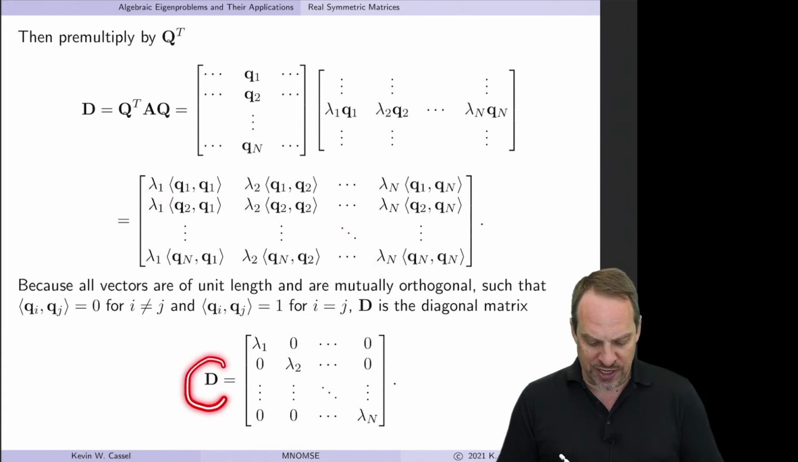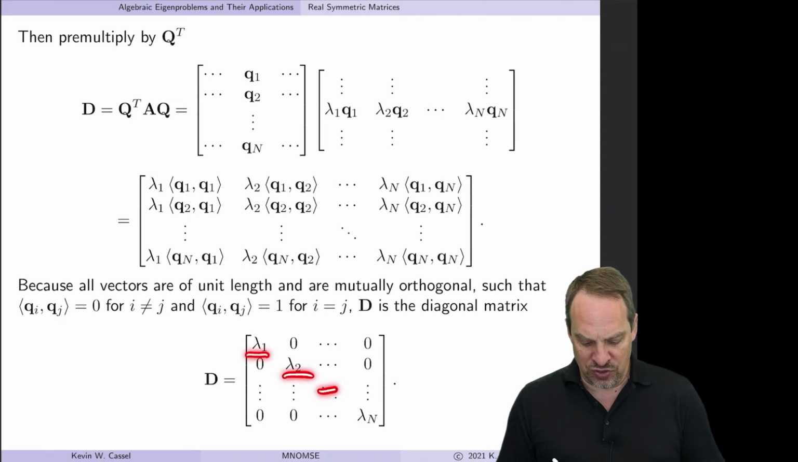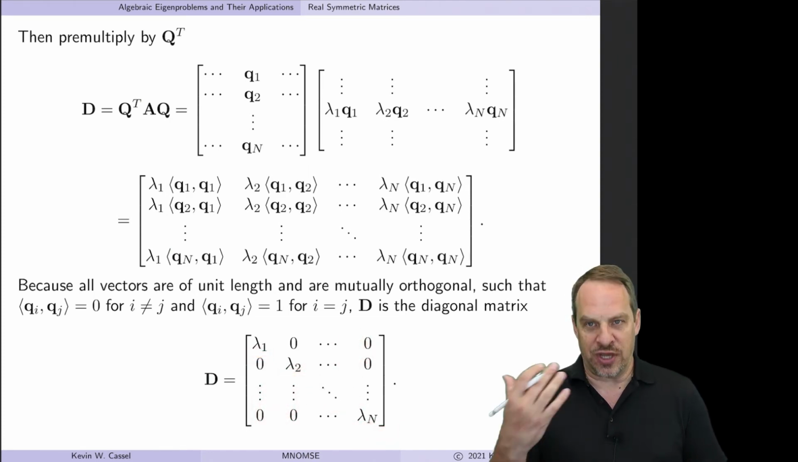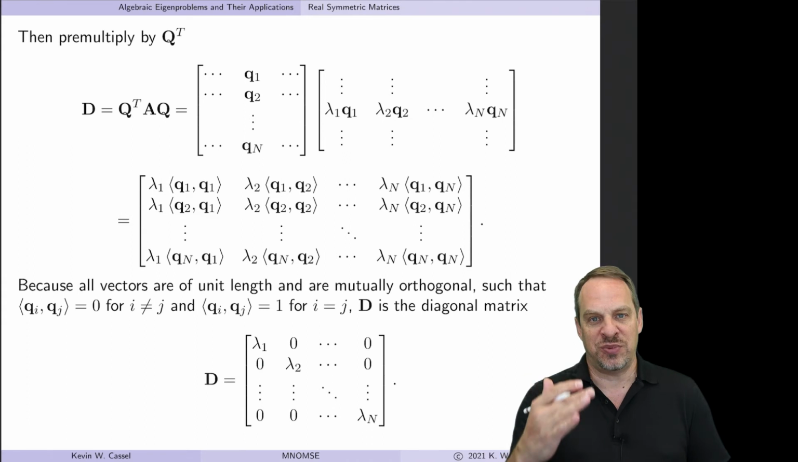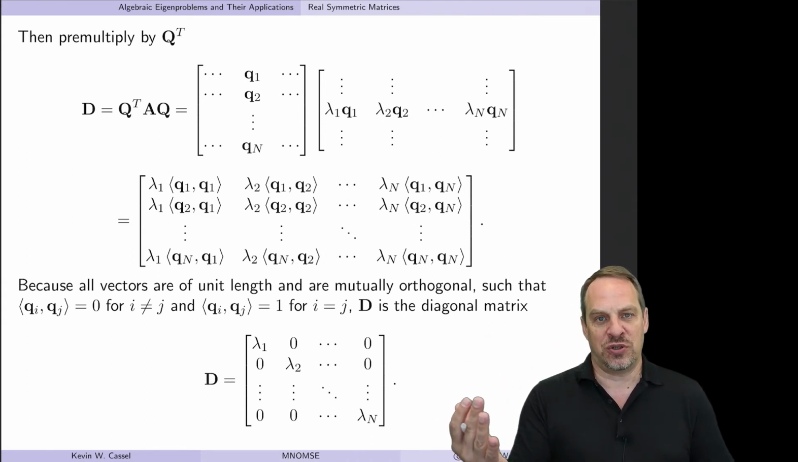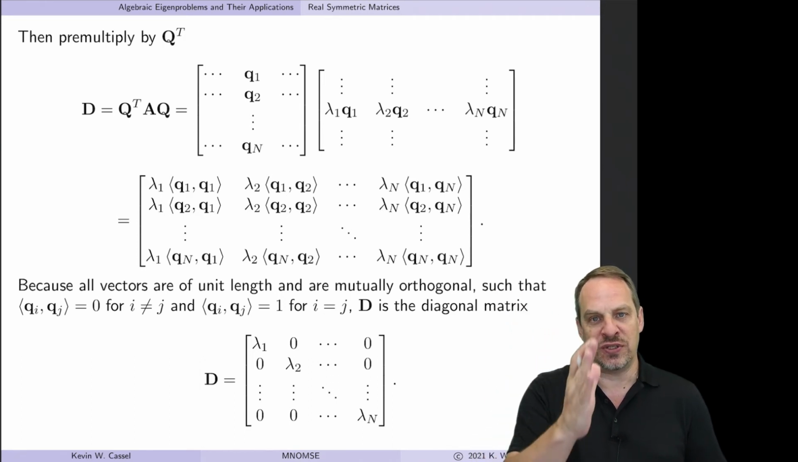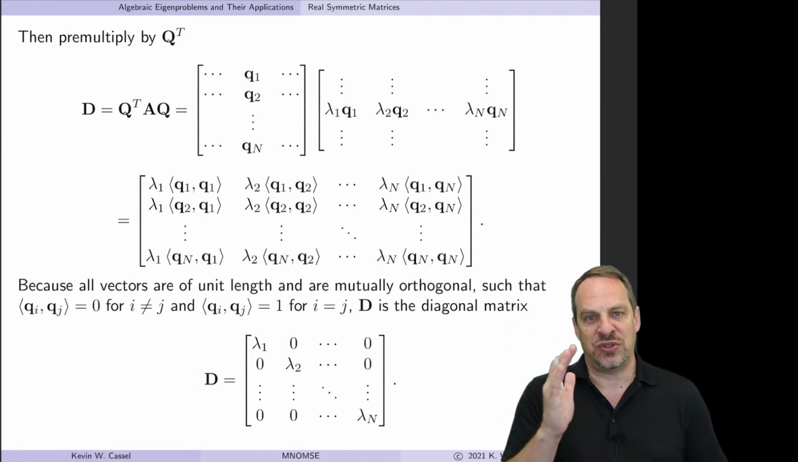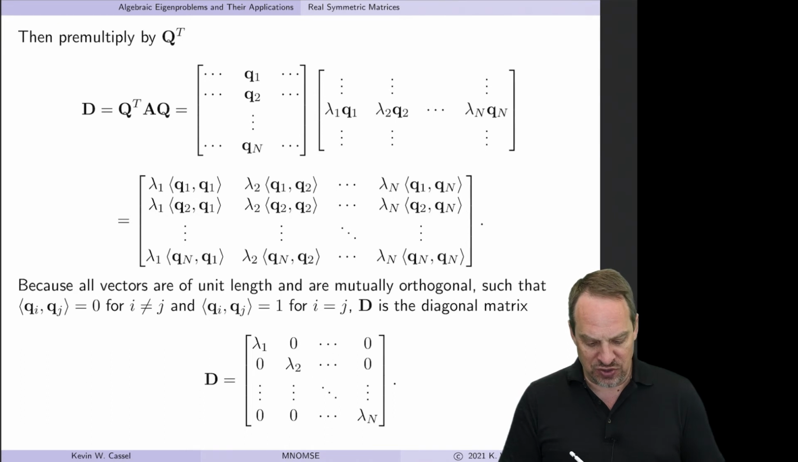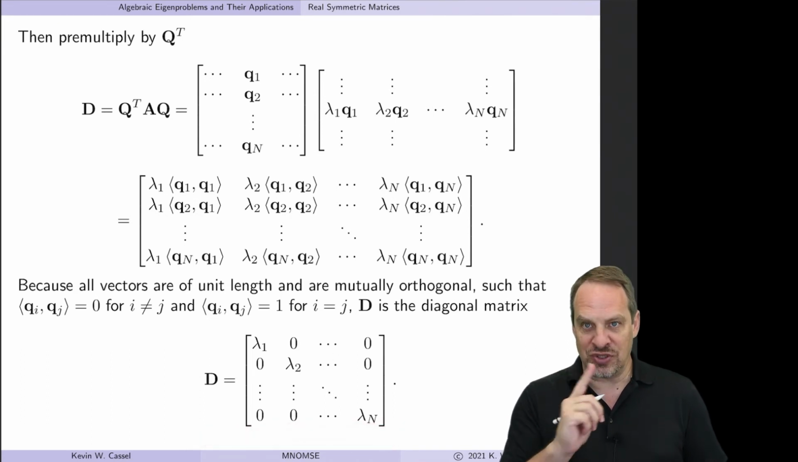So indeed, we get a diagonal matrix D such that the eigenvalues are sitting right on the diagonal with zeros on the off diagonals. Okay, so we've shown that Q transpose times A times Q, where A is real symmetric and Q is the modal matrix comprised of the orthonormal eigenvectors as the columns, does indeed produce a diagonal matrix. Not just any diagonal matrix, it has the eigenvalues sitting on the diagonal.